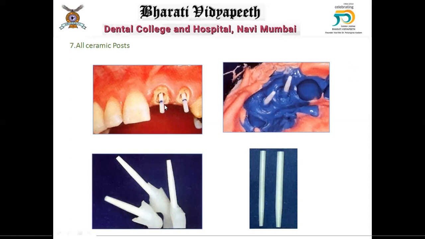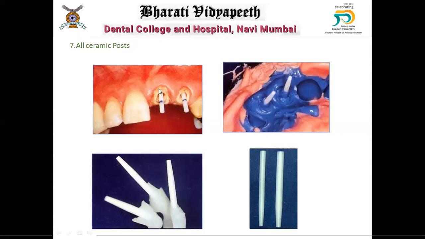So if you see this, the posts are used when the tooth structure is extremely disrupted, or there has been some trauma to the tooth because of which the entire mass of the crown has been disrupted. And we are going to reconstruct the crown once again.